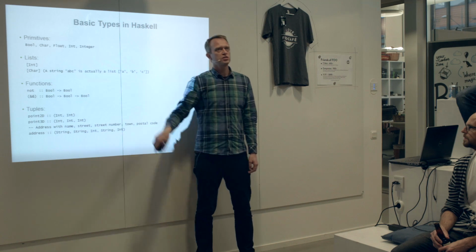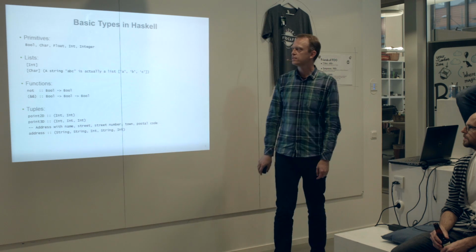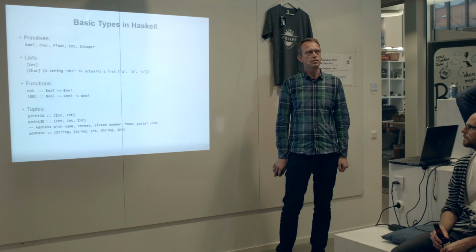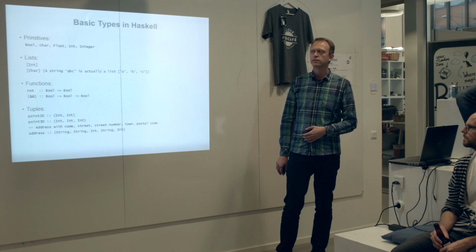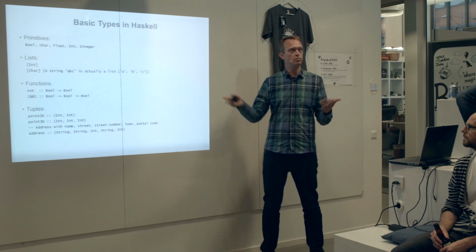Integer is a sort of special type in Haskell. It represents an integer value that doesn't have a max or min. So it sort of abstracts away the size. The only thing that limits it is the size of your memory in your machine, basically.